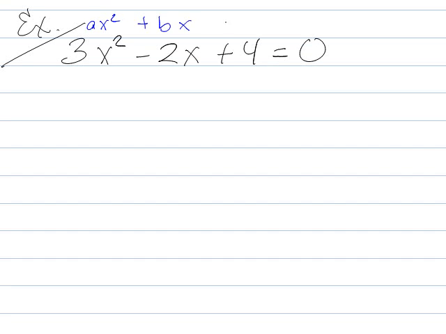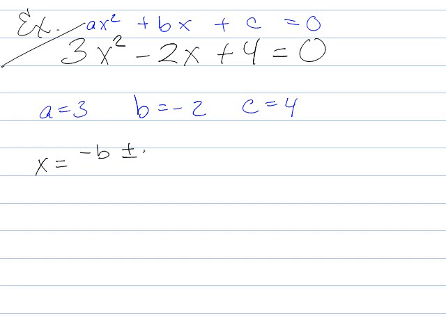So actually we haven't done this one before. Let's do this one: 3x squared minus 2x plus 4 equals 0. So again, we're going to copy the standard form on top. So we'll have a equals 3, b equals negative 2, and c equals 4. So x equals negative b plus or minus the square root of b squared minus 4ac all over 2a.